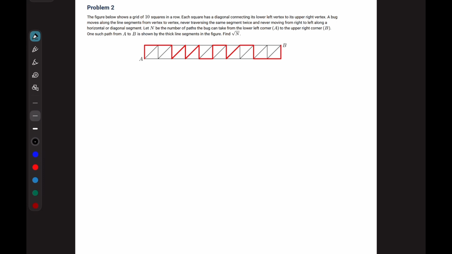Let n be the number of paths the bug can take from the lower left corner A to the upper right corner B. One such path from A to B is shown by the thick line segments in the figure. Find the square root of n.